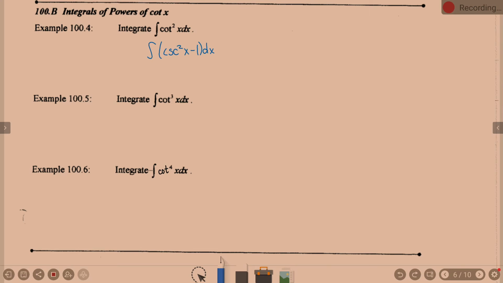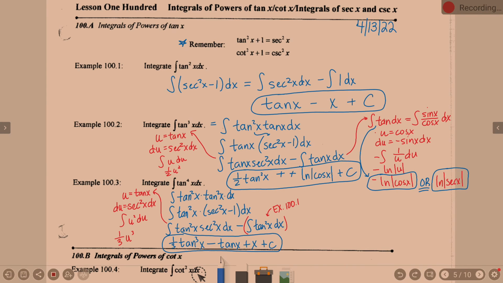Now, we can work this out. I didn't even really use u on that one. I just broke it up into 2, right? What would the integral of cosecant squared x be? Negative cotangent x. Minus the integral of 1. You guys aren't going to let the plus c get away again. Okay. Notice if you compare back to example 1, it was tangent x minus x plus c. Tangent x just became negative cotangent x.